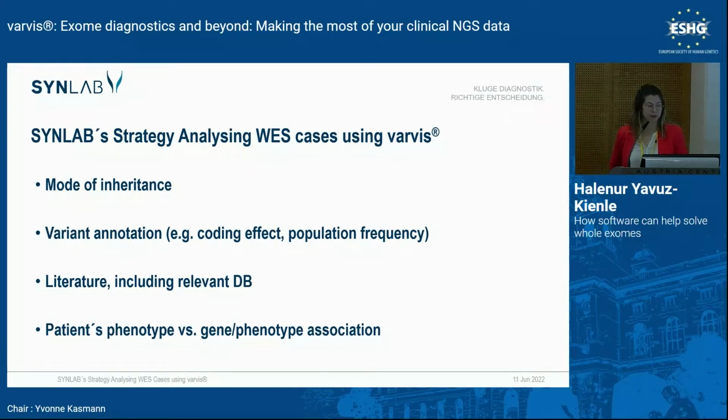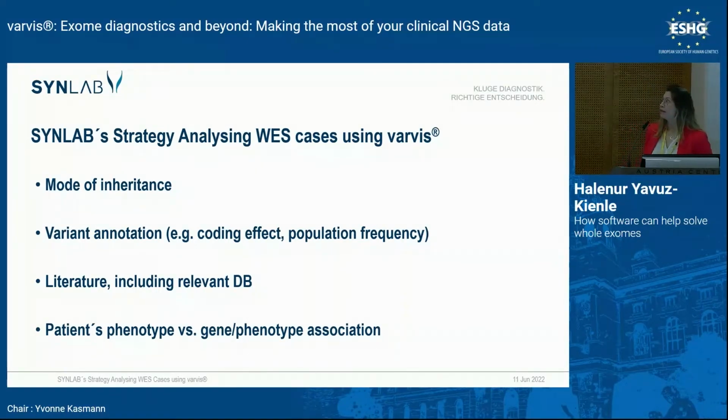We also use this nice feature now newly available on varvis that you can also enter for a given specific variant or a gene. You can also enter the literature specifics to this variant and then filter against that if you want to. Of course, relevant databases information like ClinVar annotations, for instance, are also available in the software. So we also specifically search for this.